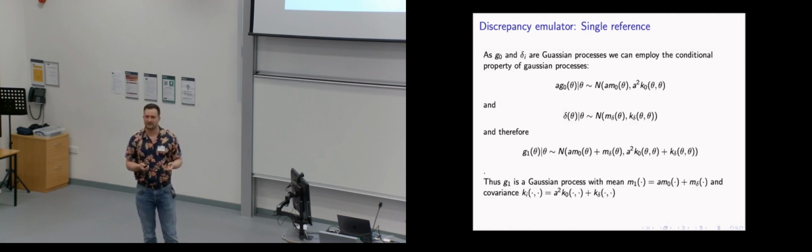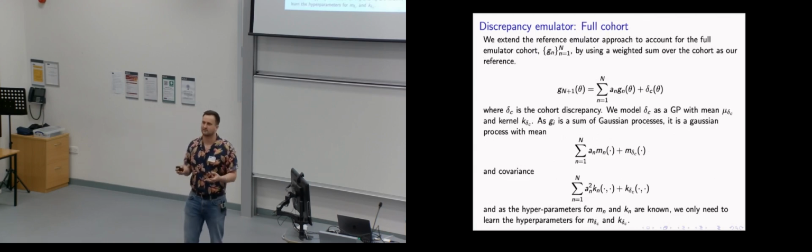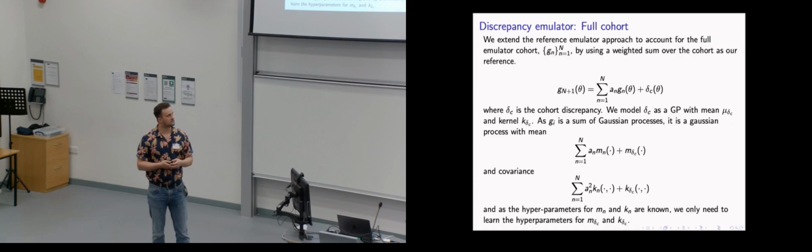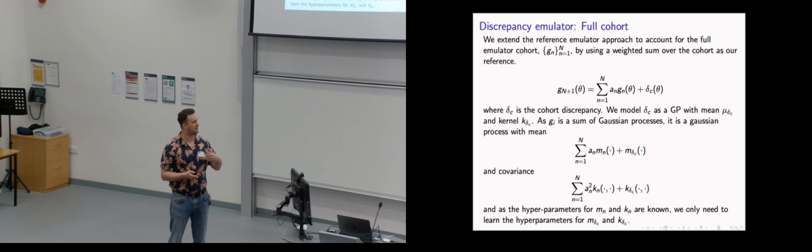But then once we'd done this, we had a little bit of success. And then we thought, what if we said our new emulator is a sum of all of our previous emulators? So we get this weighted sum over the old emulators, plus this discrepancy for the new one. And now you need to learn the discrepancy emulator hyperparameters, but you also have to learn this set of A_n.